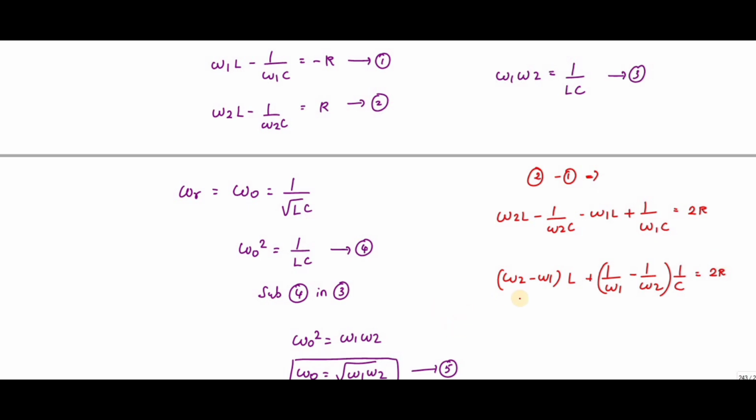So you divide the whole term by L. If I divide the whole term by L, I will get omega 2 minus omega 1 divided by omega 1 omega 2, 1 divided by LC, that is equal to 2R by L.